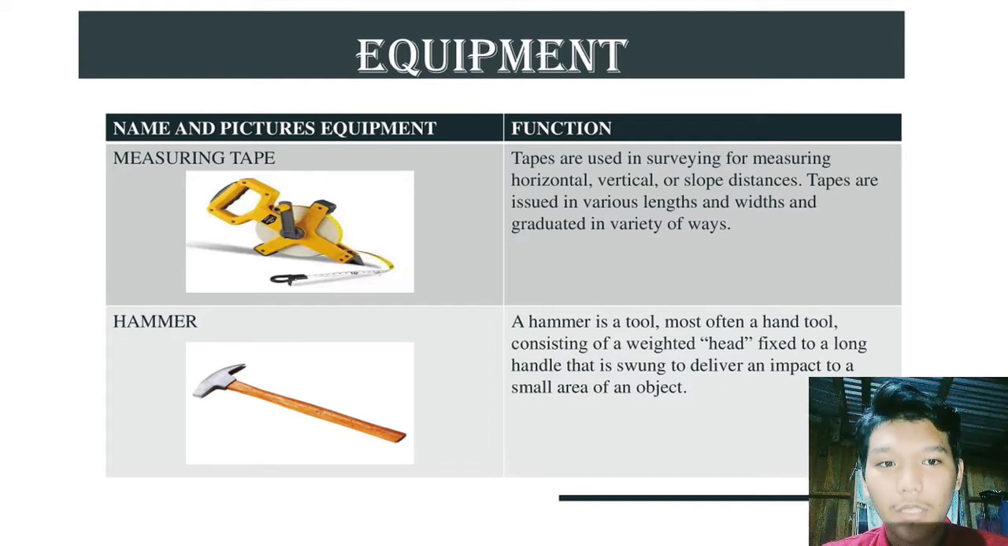Number 2 is the hammer. A hammer is a tool, most often a hand tool, consisting of a weighted head fixed to a long handle that is swung to deliver an impact to a small area of an object.